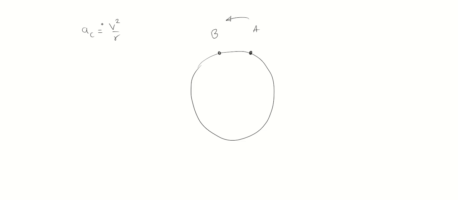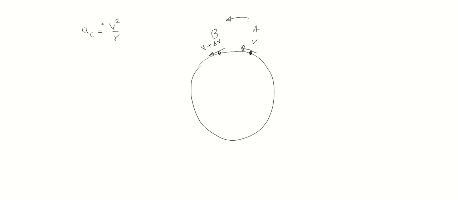Hi everybody, this is how to obtain the relation centripetal acceleration equals v squared over r. We will imagine an object that moves on a circular path, and this object begins from position A and moves to position B. At A, the velocity vector, which is always tangent to the circular path, is v. At B, it is v plus delta v.